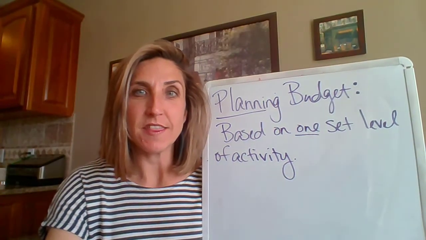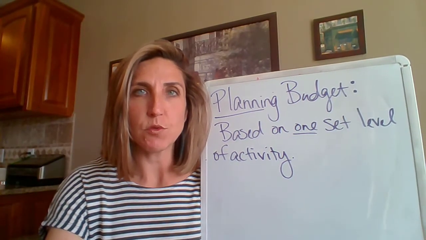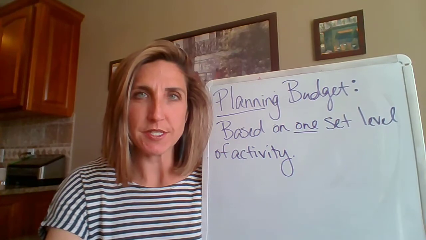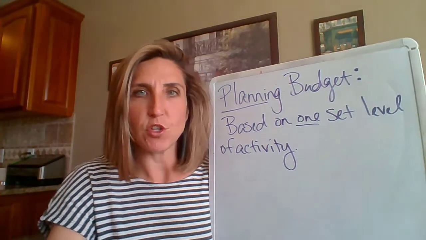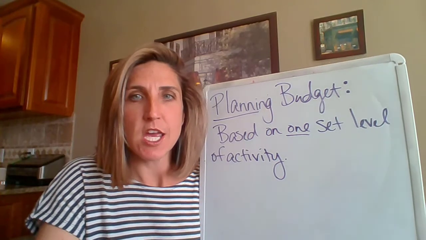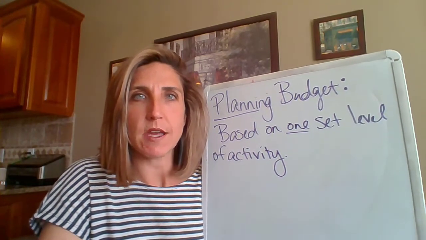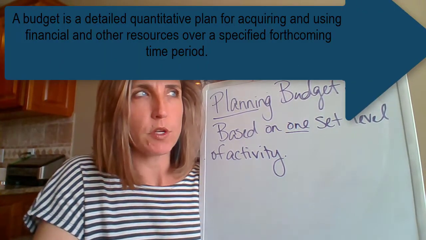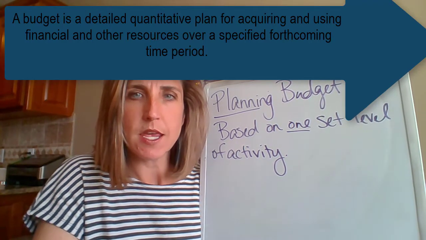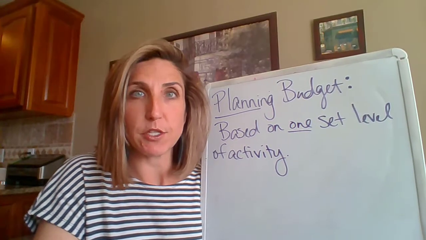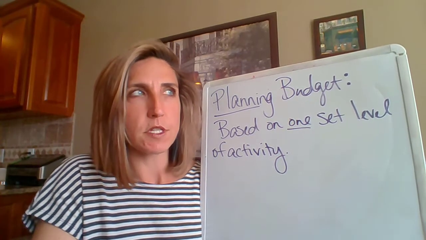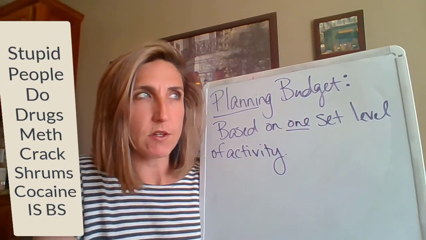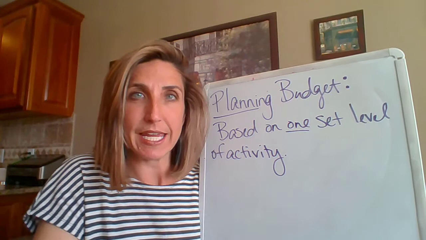Hello class. In this video, I would like to cover the concept of a planning budget and a flexible budget, and then the calculation of your activity and spending variances. So remember from chapter 8, we discussed a master budget, which included several smaller interdepartmental budgets that connect and create an overall master budget for a company. Those included your sales, production, and direct material budgets, but they were all based on a detailed quantitative plan.